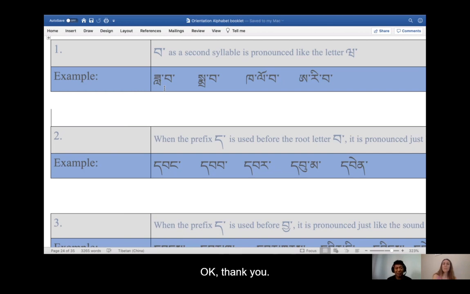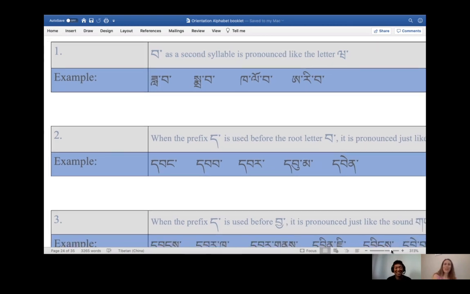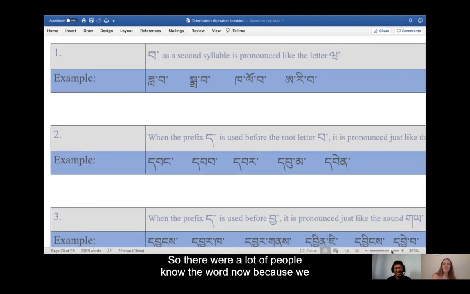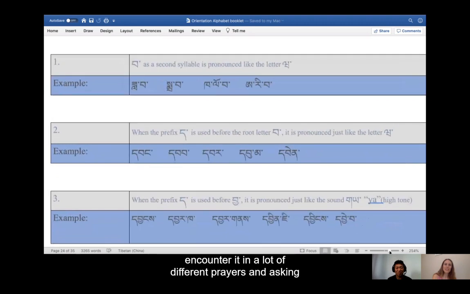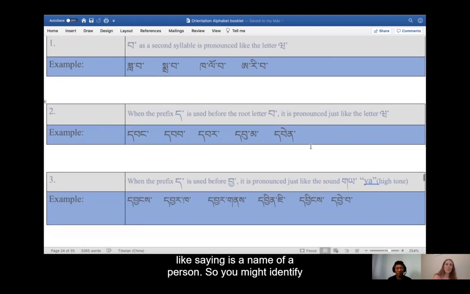Okay, and dawa can also mean the month, right? Month, yeah, month. That is important. So dawa, a lot of people know the word dawa because we encounter it in a lot of different prayers, and as Genla is saying, it is a name of a person, so you might identify that one. Great, thank you, Genla. All right.